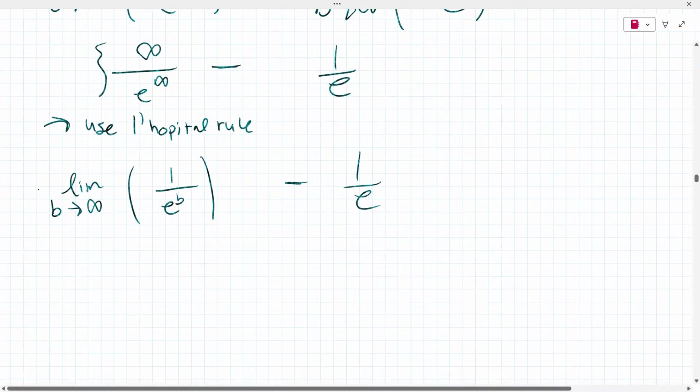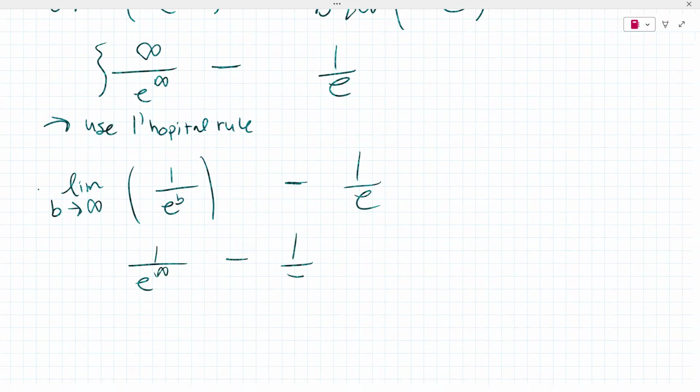So now does this work? What is the limit as b approaches infinity? This is 1 over e to infinity minus 1 over e. What is 1 over e to infinity? That's 0 minus 1 over e. So your final answer is negative 1 over e.